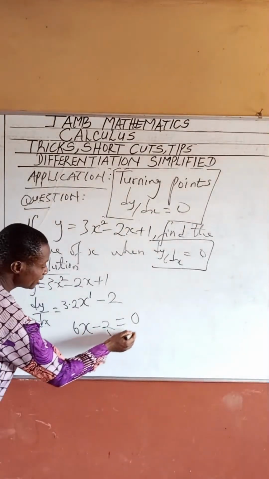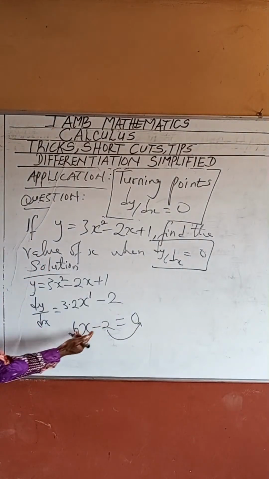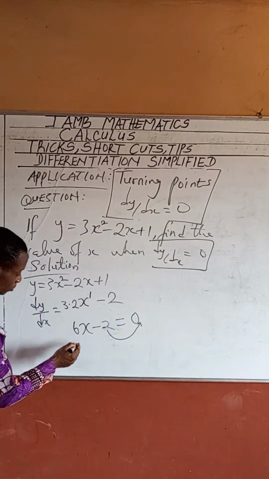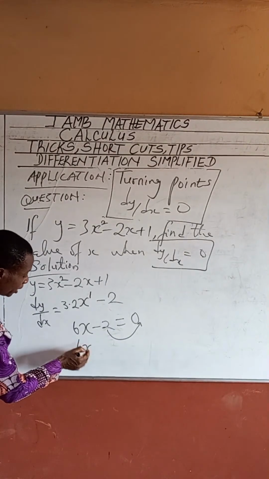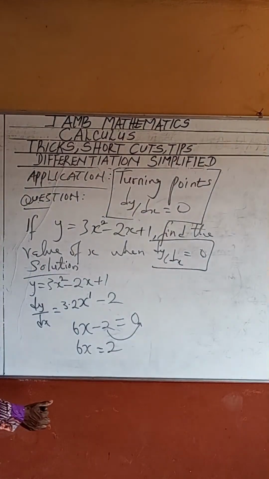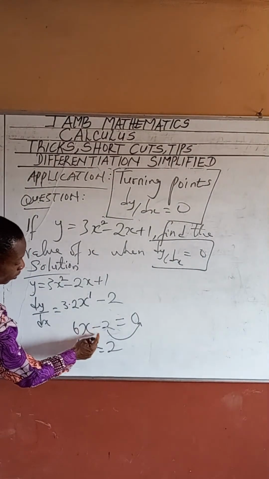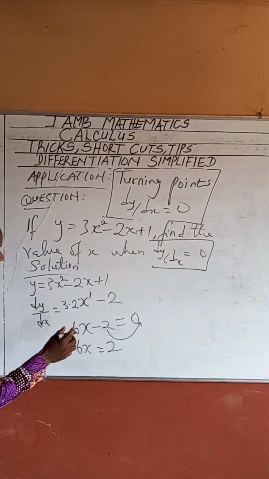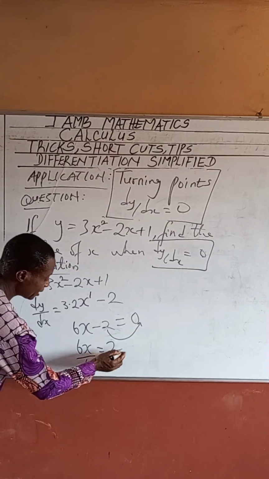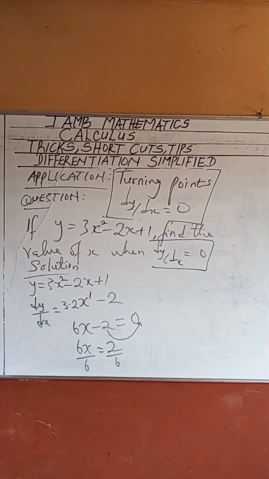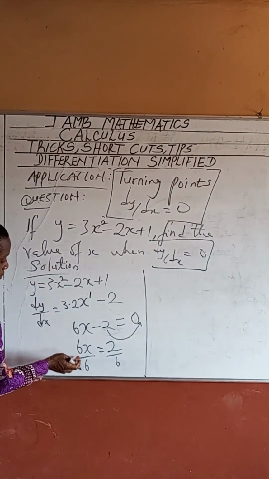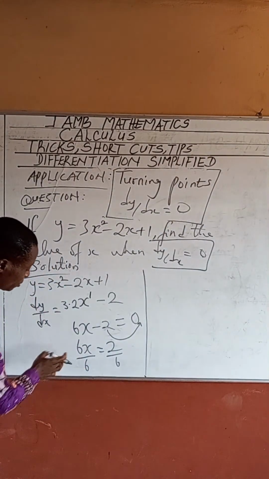Then the next phase is to take this minus 2, we cross it to the other side. What do we have left here? We are left with only 6x equals to 2. This is minus 2; when it is crossing, it changes to plus 2. Then we can divide by 6 on each side. So 6 cancels 6.